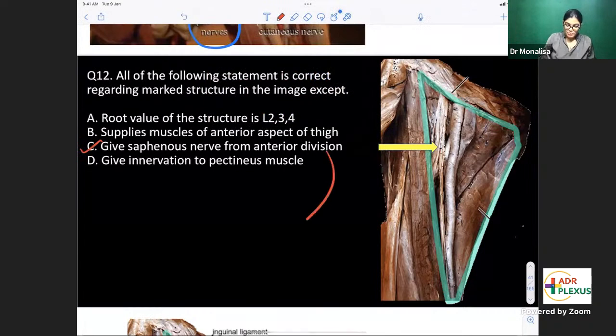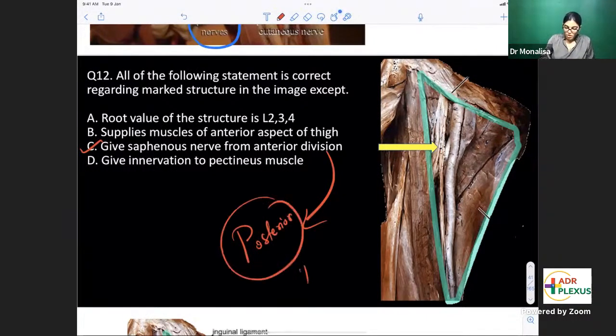Why? Saphenous nerve is a cutaneous nerve, but it is not a branch from anterior division. It is a branch from posterior division of the femoral nerve. So please mark it. If I ask, can anybody give me the name of the cutaneous nerve branch from the anterior division of the femoral nerve? What is the name of that nerve? Anyone?